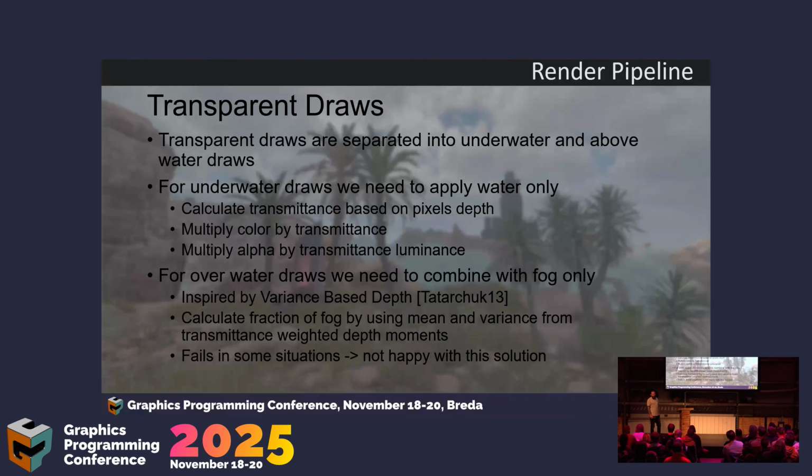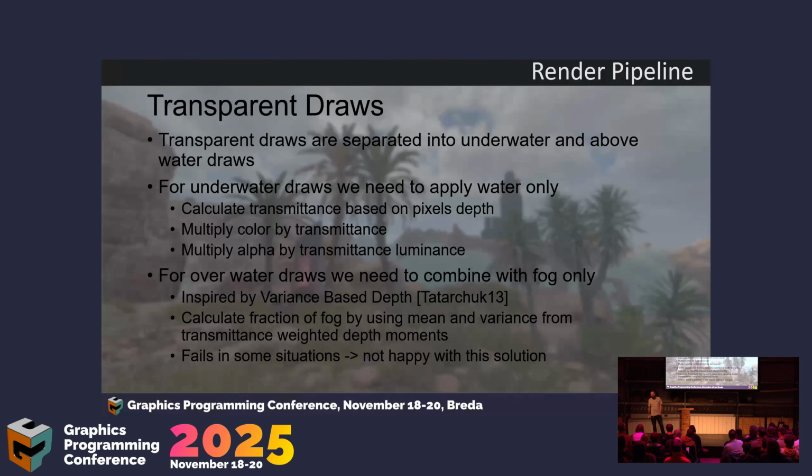But one thing is missing: how we handle transparent geometry. So we first separate transparent geometry into under and above water draws. For the underwater geometry, we multiply the pixel color by the analytically computed water transmittance based on the pixel's depth, because we do not have any in-scattering for the given pixel. For the underwater geometry, we also fade out over the distance by multiplying the luminance of the transmittance with the pixel's alpha value. For geometry above water, we need to combine it with the fog.